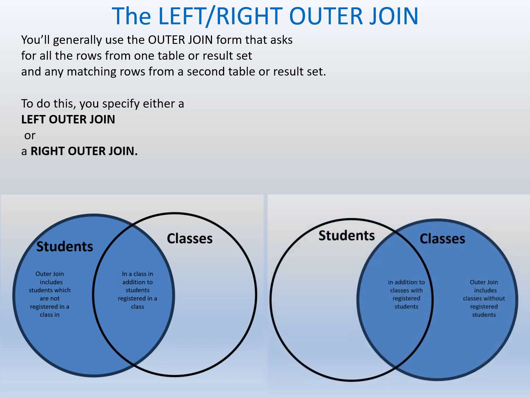Very similar, we can have a right outer join where we return the rows that match the criteria that are located in the intersection of the two data sets, and we can return the rows that do not match the criteria that are in the classes data set. This is an example of left outer join and right outer join.